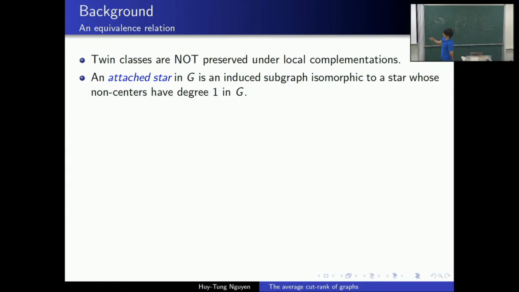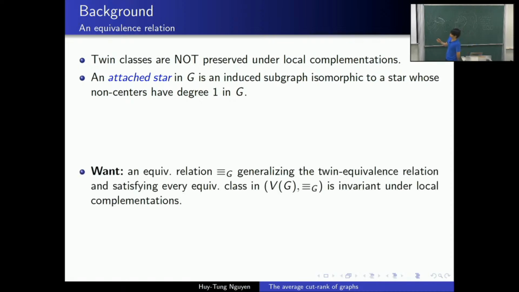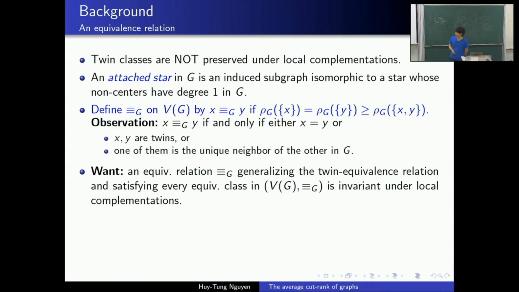Because the twin classes are not preserved under local complementations, it is natural to ask for an equivalence relation, generalizing the twin equivalence relation, and satisfying that every equivalence class respecting this equivalence relation is invariant under local complementations. And it is a natural question, right? And somehow we can do it. Yes. So we define this equivalence relation by the cut rank inequalities.